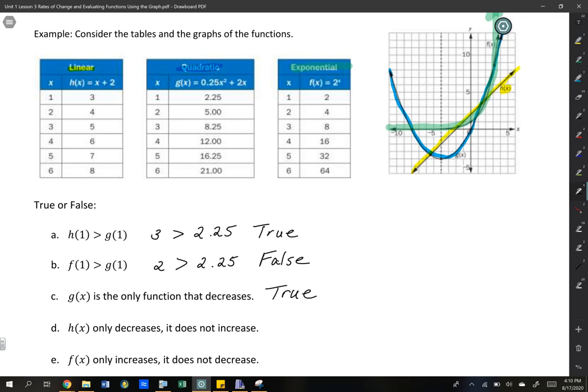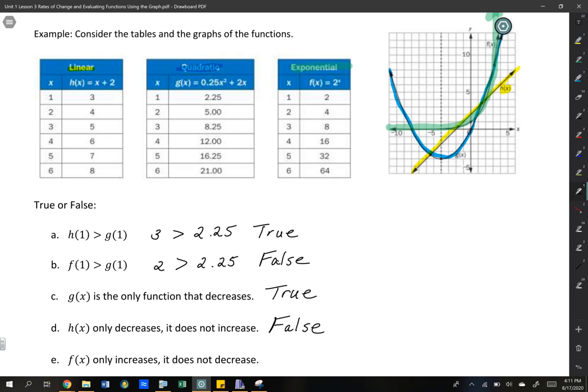h of x only decreases, it does not increase. Okay, h of x, where's h of x? h of x is the linear function, and that function is increasing, right, over the whole graph. So this one would be false. It only increases.